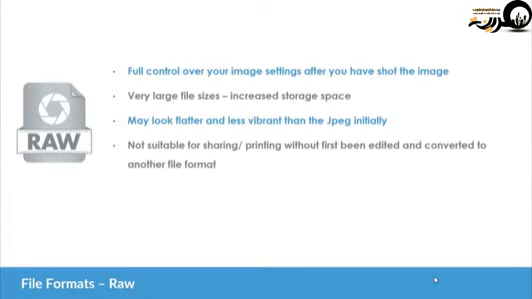So they're not suitable for sharing or printing without first being edited and converted to another file format. You have to process a RAW file. So it's called RAW processing. So you need to process the file, you do all your changes to it, and then you save it as another file format, like a TIFF or like a JPEG. It's perfectly good to save your RAW file as a JPEG after you've finished working on it. You're only saving it as a copy. You cannot overwrite your RAW file.